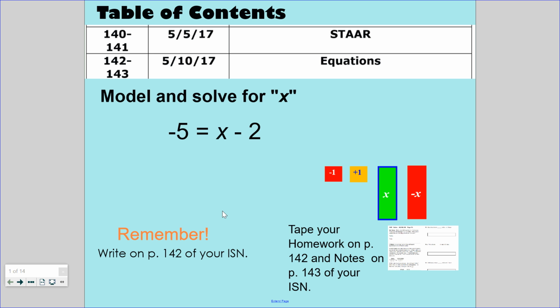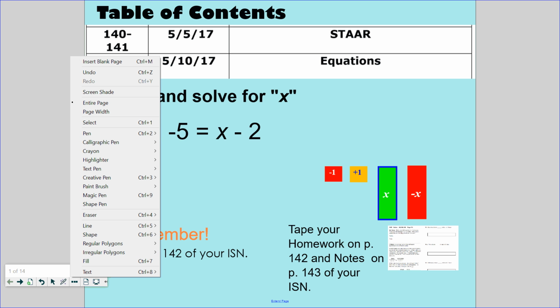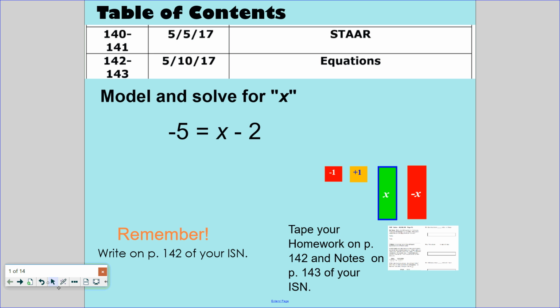This is a one-step equation. So this is what we learned earlier in the year. This is a 6th grade topic. Two-step equations are a 7th grade topic. I'm going to be using modeling. So I need to model -5: 1, 2, 3, 4, 5 is equal to x minus 2.